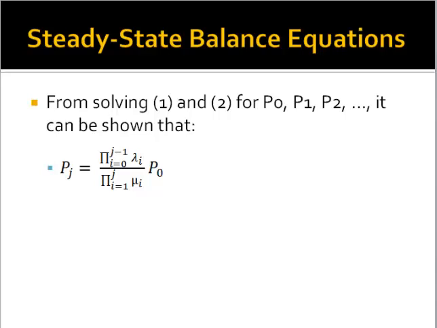From solving 1 and 2 for p0, p1, p2, etc., it can be shown that the probability of being in state j is the product of the lambda i's from i equals 0 to j minus 1, over the product of mu i's from i equals 1 to j, multiplied by the probability of being in state 0.